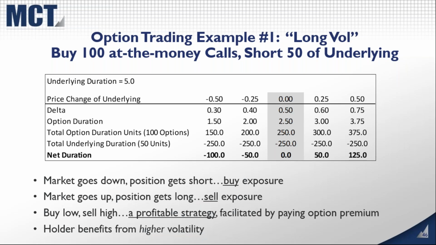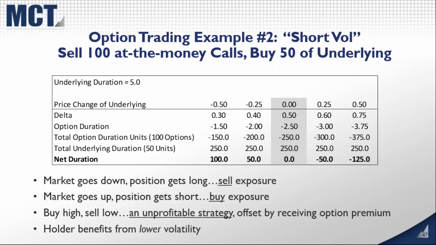Okay. So these are two examples. If you're going long volatility, you might be buying 100 at-the-money calls and shorting 50 of the underlying. And you could see that as the market sells off, you are getting shorter, and as the market rallies, you're getting longer. So to hedge, to stay flat, you would be buying exposure here, and selling exposure here. So basically buying low, selling high, that's a profitable strategy, but it's facilitated by paying the option premiums, and the holder benefits from higher volatility.